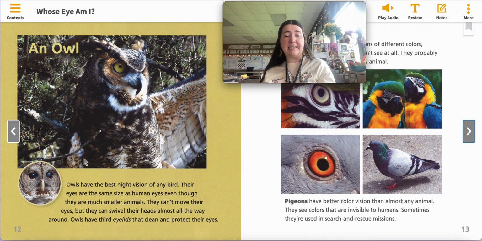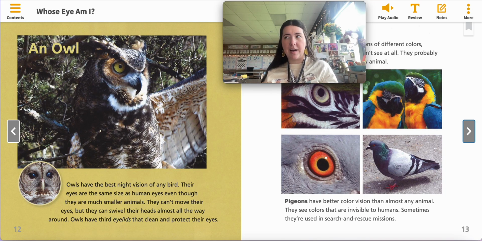An owl. Owls have the best night vision of any bird. Their eyes are the same size as human eyes, even though they are much smaller animals. They can't move their eyes, but they can swivel their heads almost all the way around. Owls have third eyelids that clean and protect their eyes.